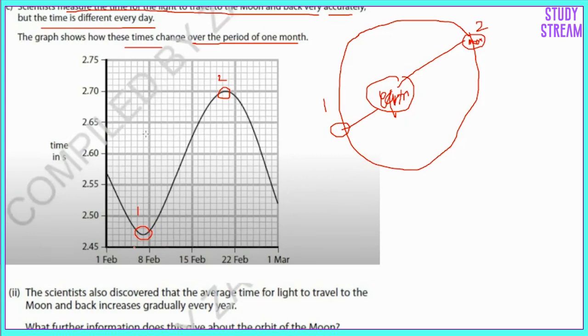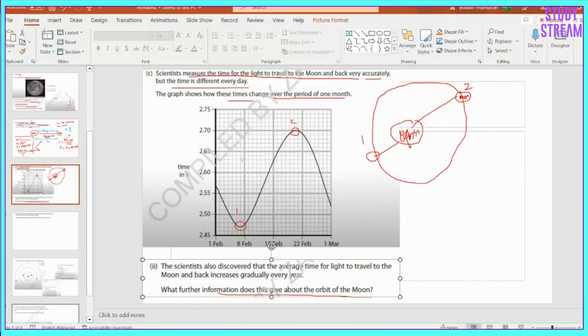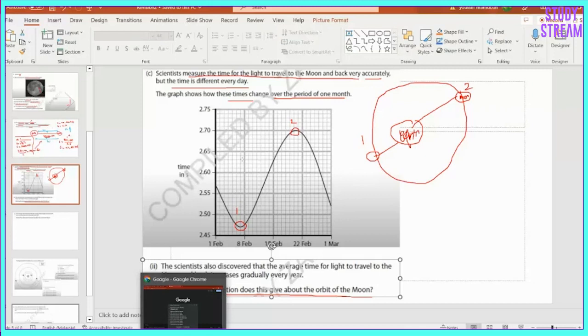And then the scientists also discovered that the average time for light to travel to the moon and back increased gradually every year. That I'm not so sure. What further information does it give you about the orbit of the moon? That could mean that the moon itself is moving away, like the orbit radius is naturally expanding, but I'm not so sure about that because there's no information in the lessons we had that explains this. So we can search about it now. Maybe it's linked to the theory of the universe expanding, which increases the distance away from the sun.